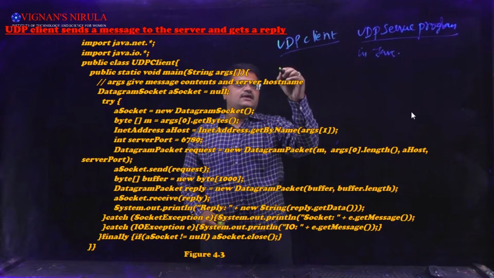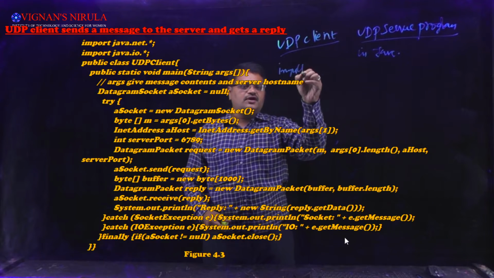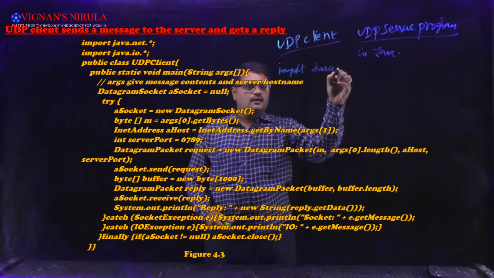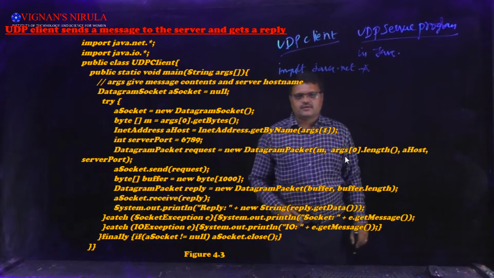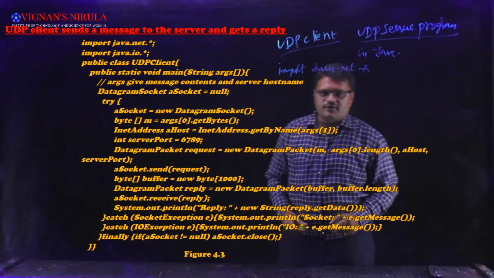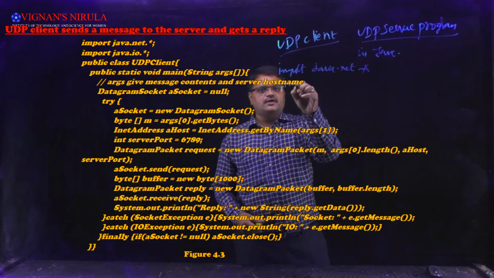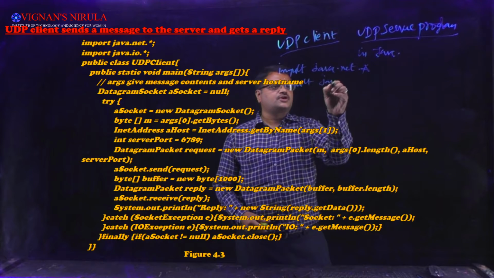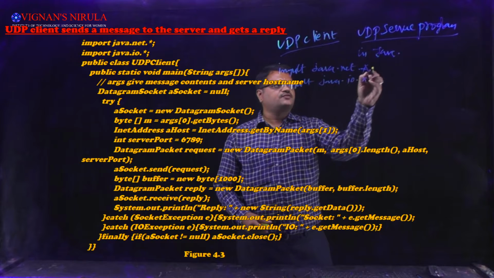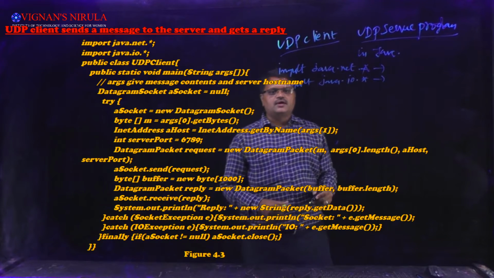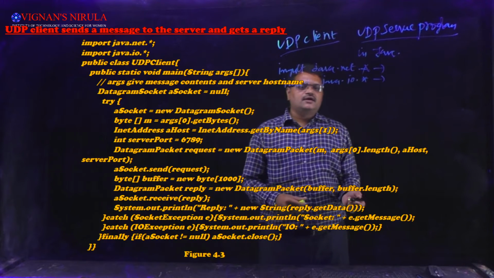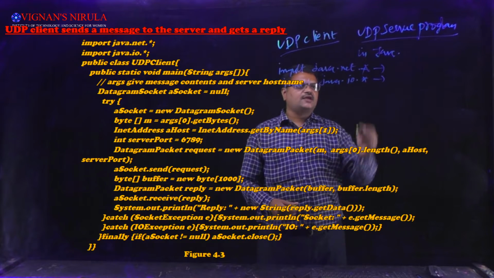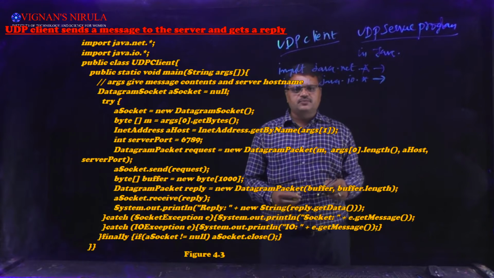So that is import java.net.*. Okay, that is one package which we will import, and we will also import java.io.*. So this contains the networking package, and this contains input output methods. So the net package contains internet methods, whereas the IO package contains some input output methods.